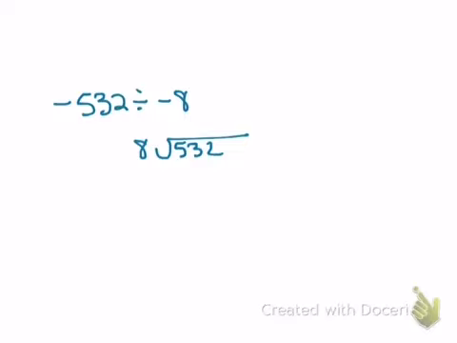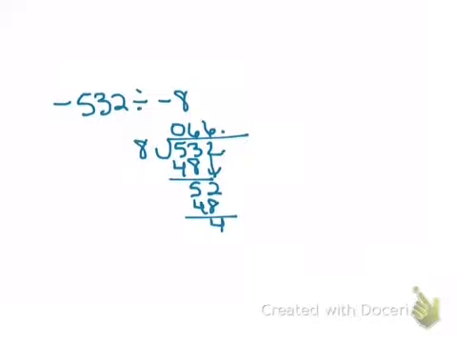8 will not divide 5. 8 will divide 53 6 times. 8 times 6 is 48. Subtract, and you'll have 5. Bring down the 2 in your dividend. 8 will divide 52 6 times. 8 times 6 is 48. When you subtract, you'll have 4.